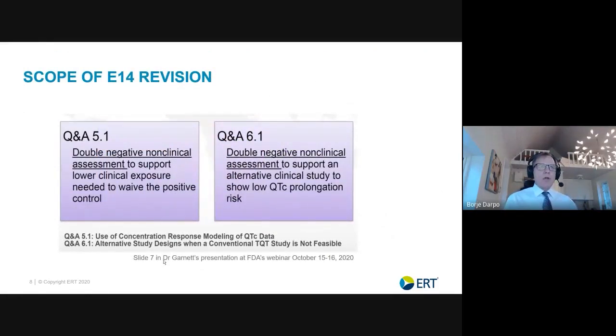5.1 allows the sponsor to pair their clinical data with what is termed a double negative non-clinical assay to support a lower margin between the achieved exposures in the first-in-human study and the clinical exposures in order to obviate the need for positive control. Whereas 6.1 supplements clinical data with a double negative non-clinical assessment to support alternative clinical study results from oncology studies to claim that the drug has a low likelihood of proarrhythmic risks.